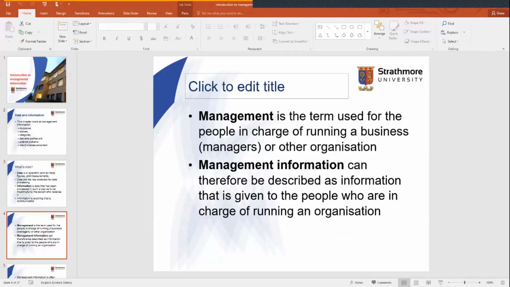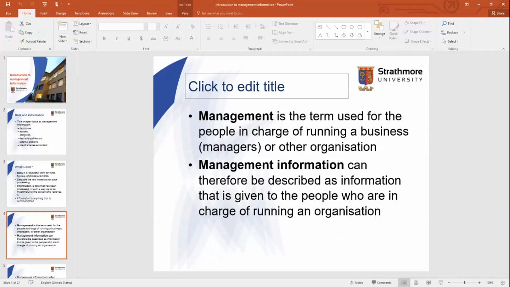Don't forget, as mentioned the other day, the person who requires this information is the management. What is management? These are the people in charge of the running of the company, the people who are given the mandate of running the affairs of the company by the shareholders, by the owner of the business.